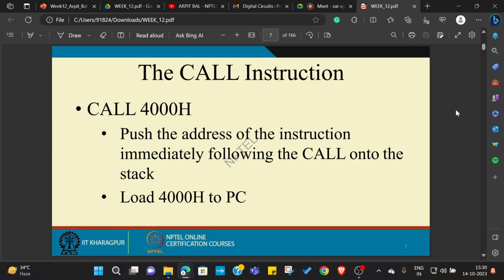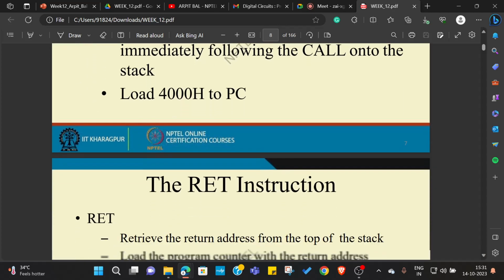Okay, so as I mentioned, I'll try to recap a few things that were covered during the lecture. One of the things is the call instruction. Let's say CALL 4000H is used. What will happen is that the address next to this instruction will get pushed into the stack, and 4000H will be pushed into the program counter.